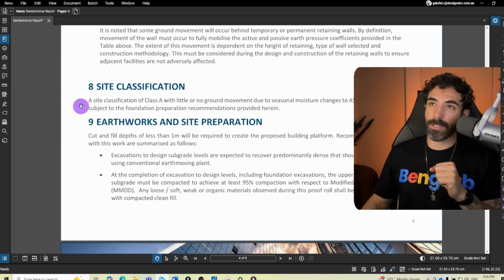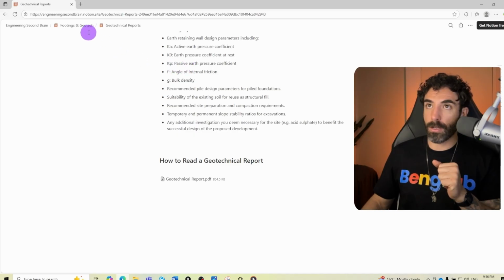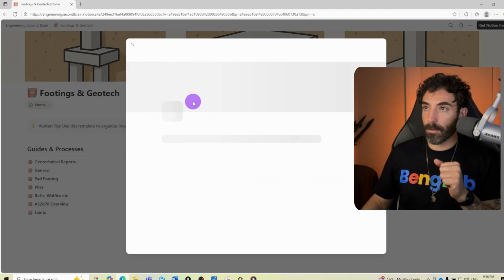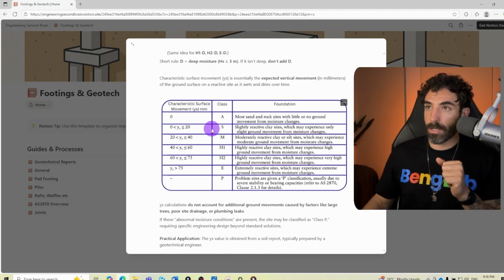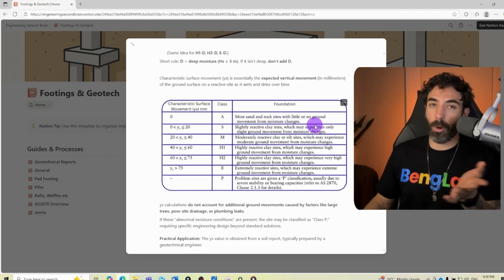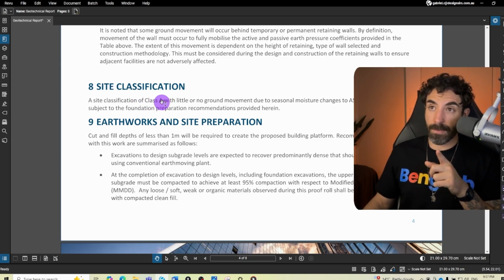So in this case, we have a site classification of class A, which has little to no ground movement due to seasonal moisture change. If we go back to our second brain, and to this first table, that is class A, and we've got a characteristic surface movement Ys of 0 millimeters, and the type of foundation is mostly sand and rock, with little or no ground movement from moisture changes. This site classification is subject to the foundation preparation recommended by Section 9.